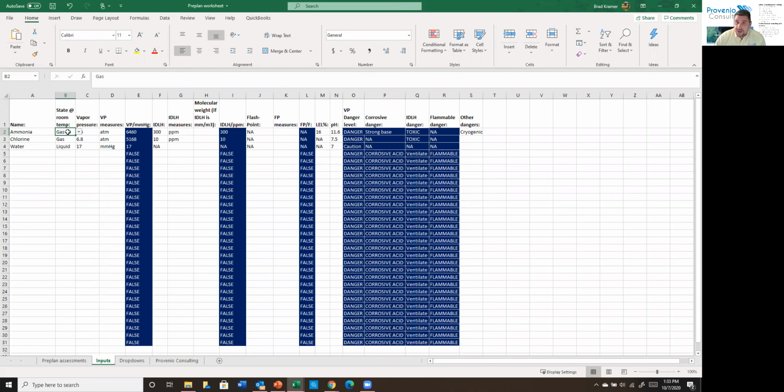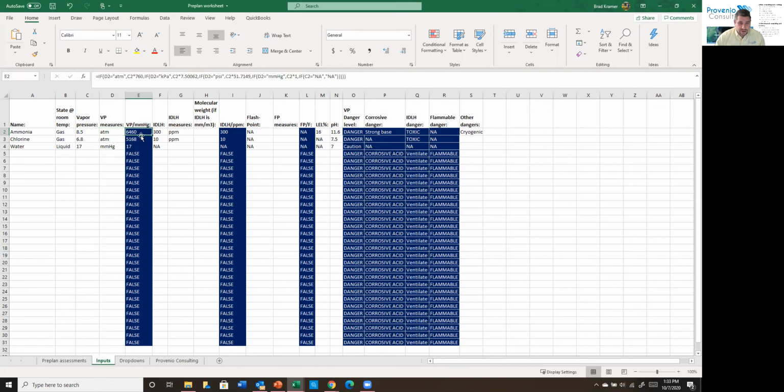And most of these boxes are just drop down. So let's say at room temperature, what state were they in? So example, ammonia is going to be a gas at room temperature. And we're going to put in the vapor pressure. So in this case, it's 8.5. And over here, again, we have a drop down of the different measurements for vapor pressure. So the SDS for ammonia has it in ATM, atmospheres.